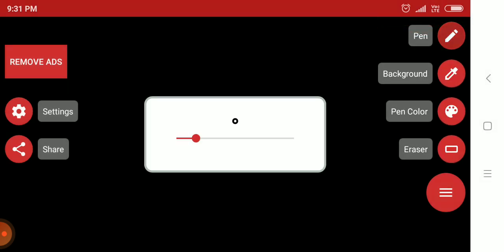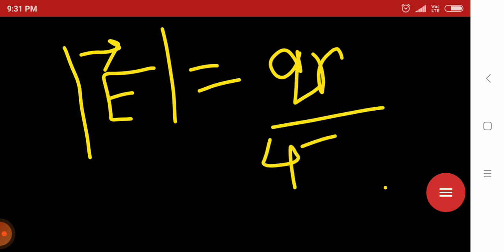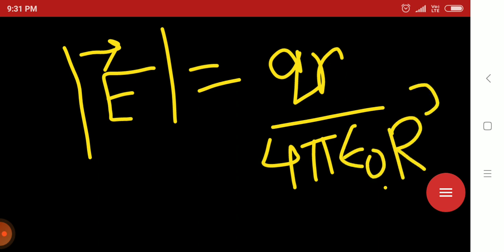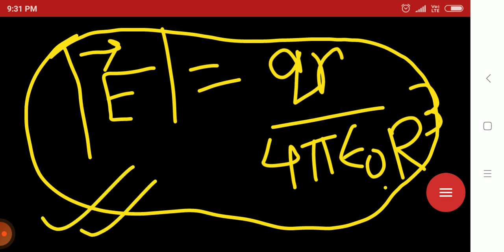Let me write it clearly. So the electric field inside a uniformly charged sphere, what is its magnitude? Q into small r, the Gaussian radius, by 4 pi epsilon naught capital R cube. So this is the actual electric field inside a uniformly charged sphere. So thank you.